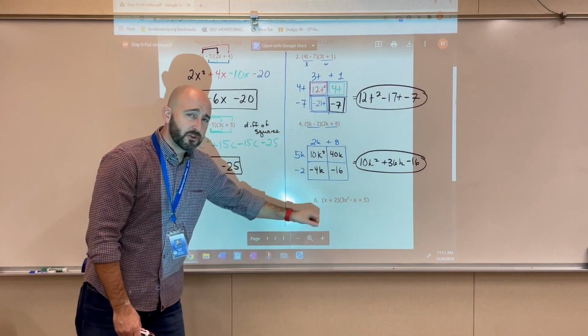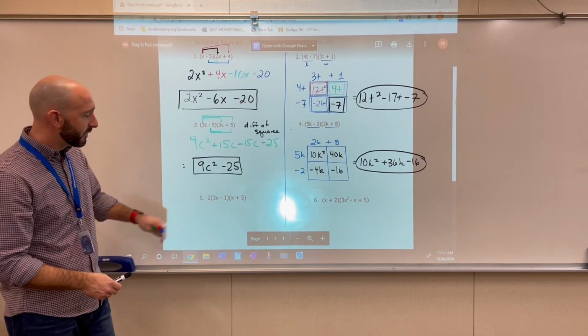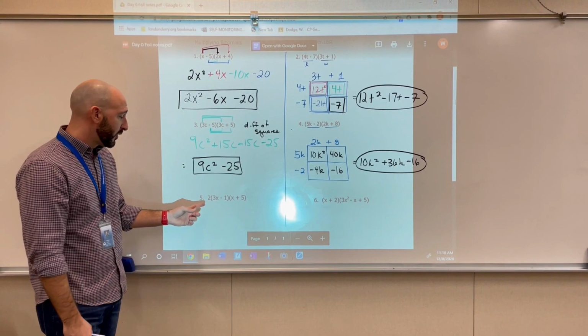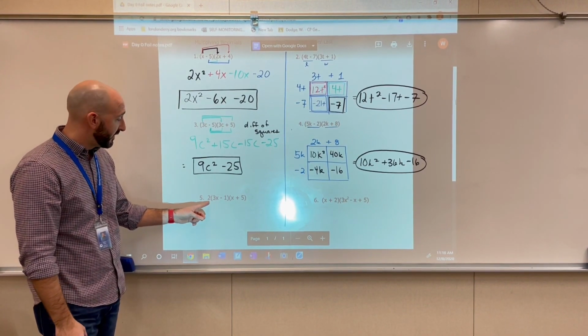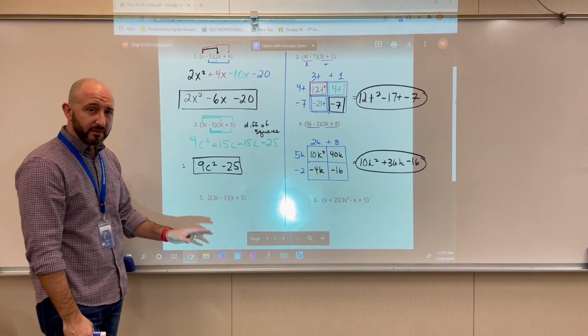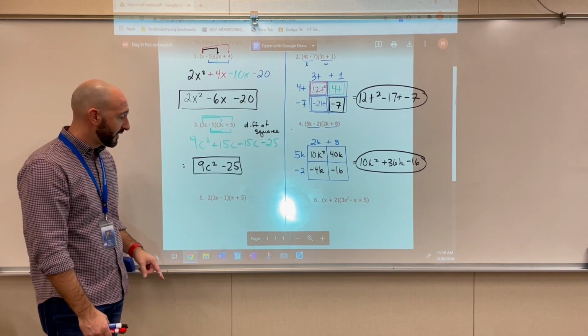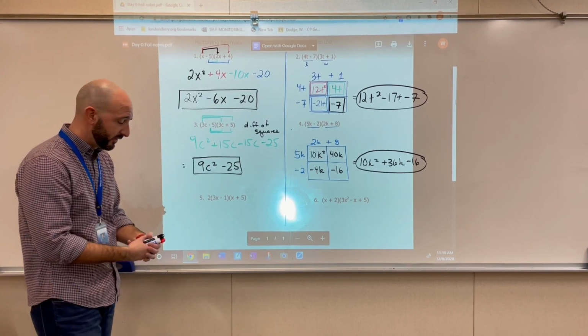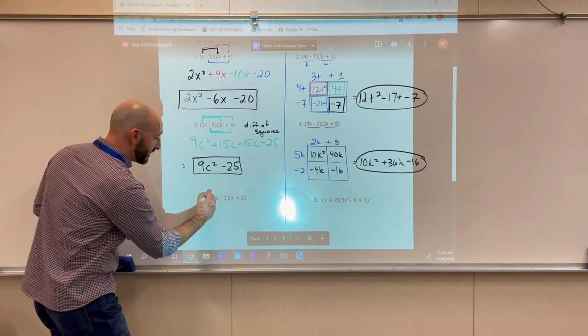All right, 2 more examples left to go. Take a look at problem number 5. Now for problem number 5, what you're going to notice that's different is that you have a constant out in front of our first binomial. So here's my suggestion. If you're in a situation like this, I would multiply this constant through the parentheses first. So let's do that by using the distributive property.